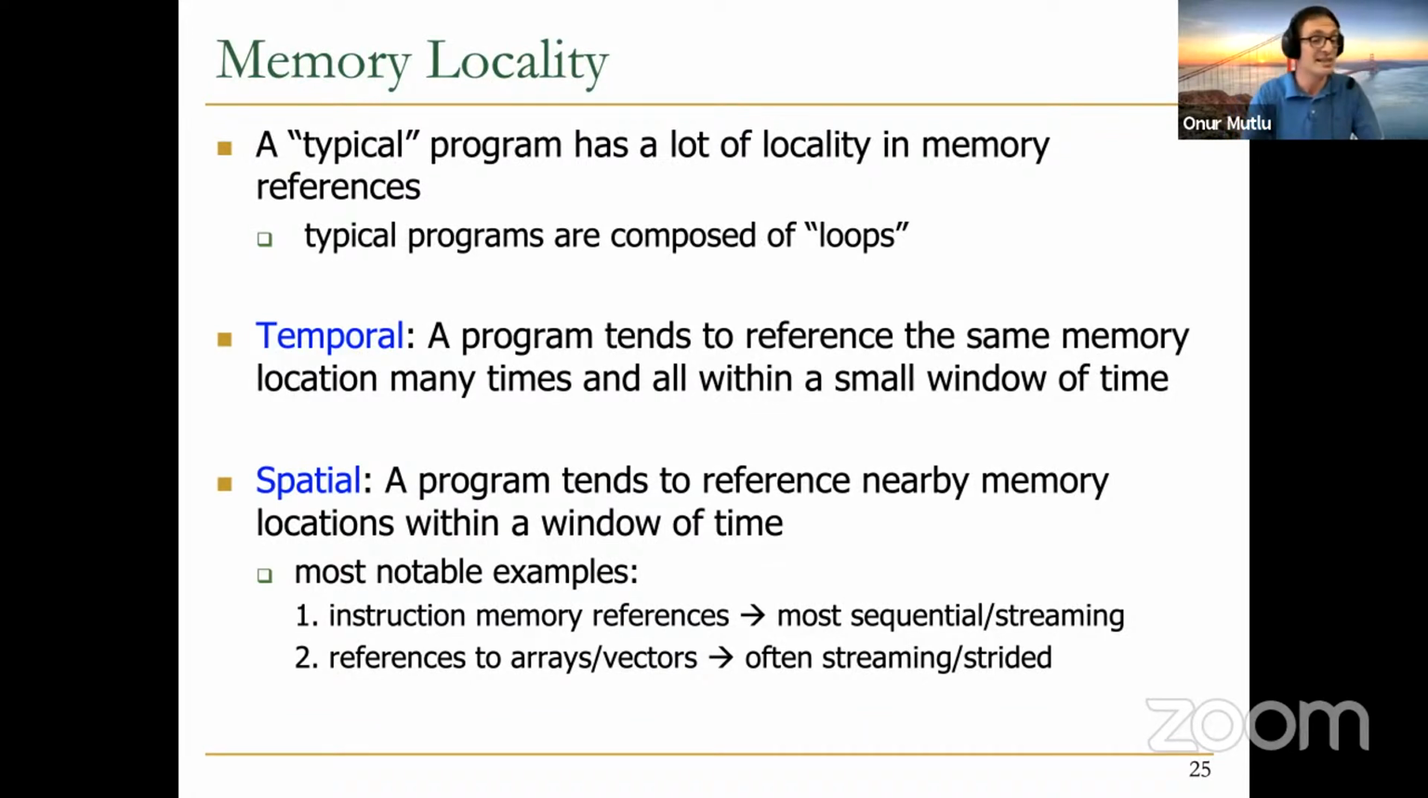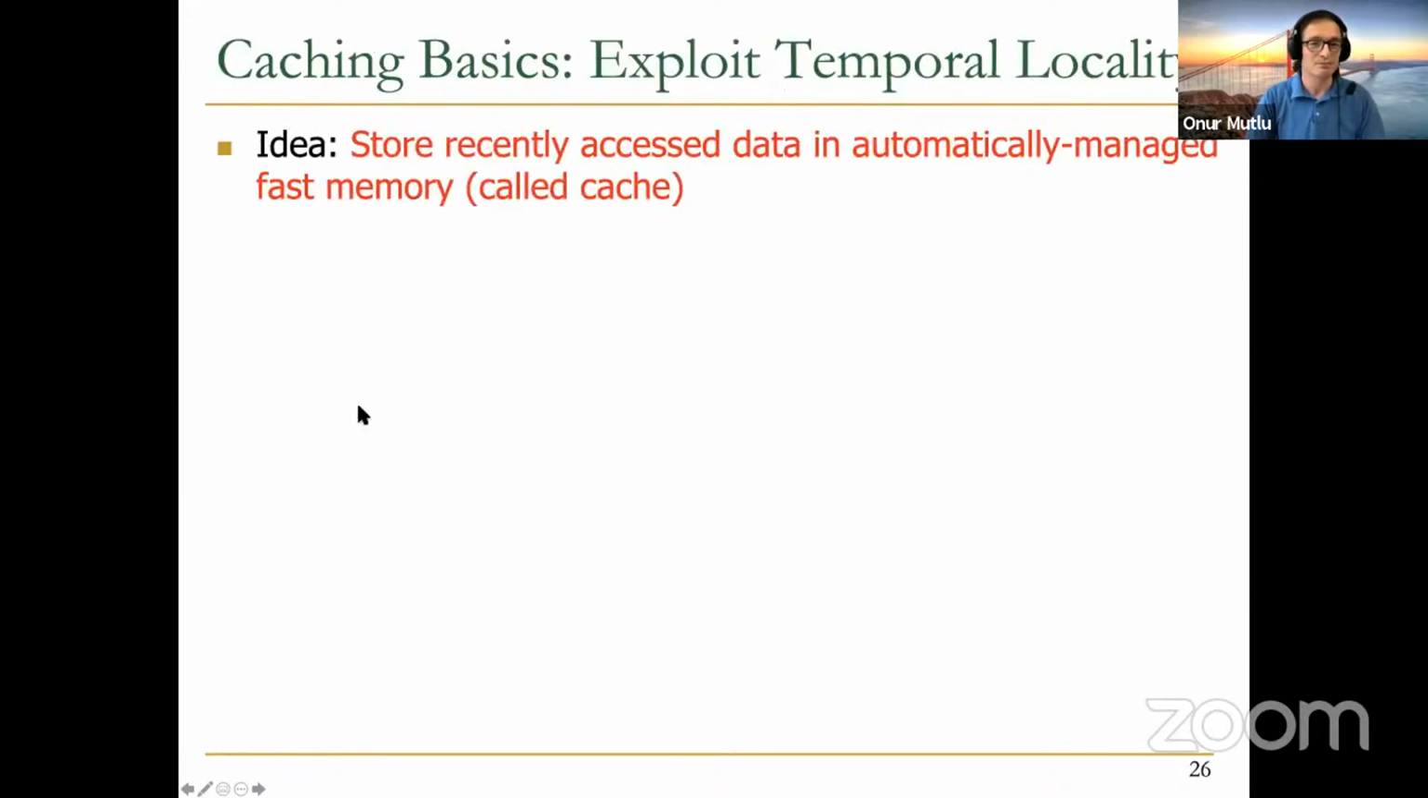And if the program needs address A+1, for example, you've already brought it into the cache when you brought address A. Okay, so existing systems exploit both of these, and we will see that. I've already mentioned this, but I'm going to go through it again a little more formally.